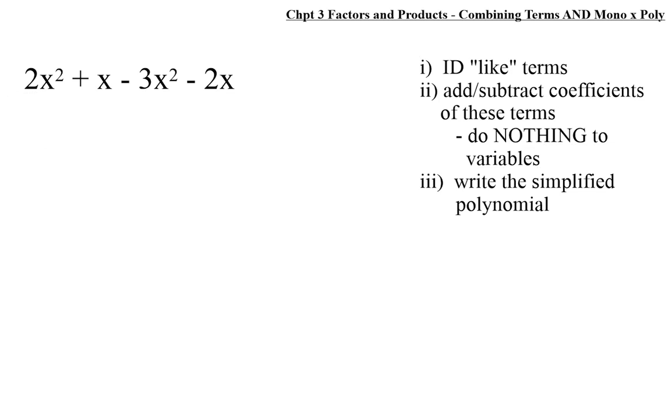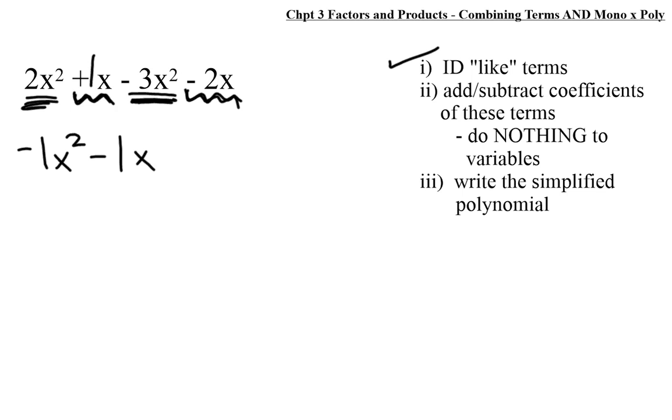So here we go. Try this one on your own. Pause the video, do it quickly, and then we'll talk. Identify your like terms. X squared, x term, a 1x and an x term. Well, combine those. 2 and negative 3 is negative 1x squared. And then the 1x and negative 2x's leaves me with a negative 1x as well.